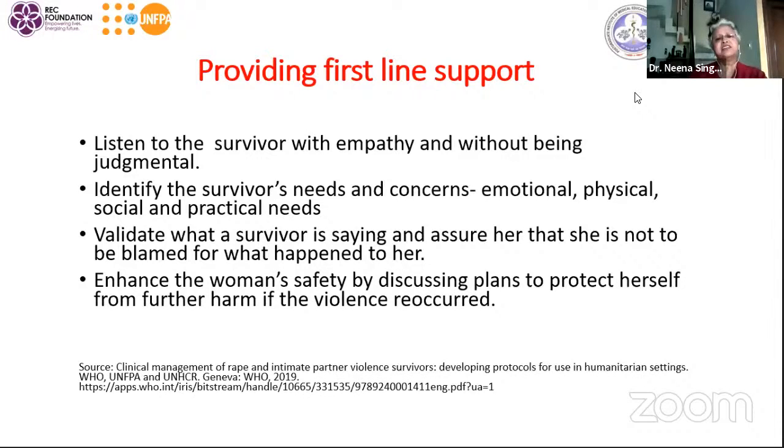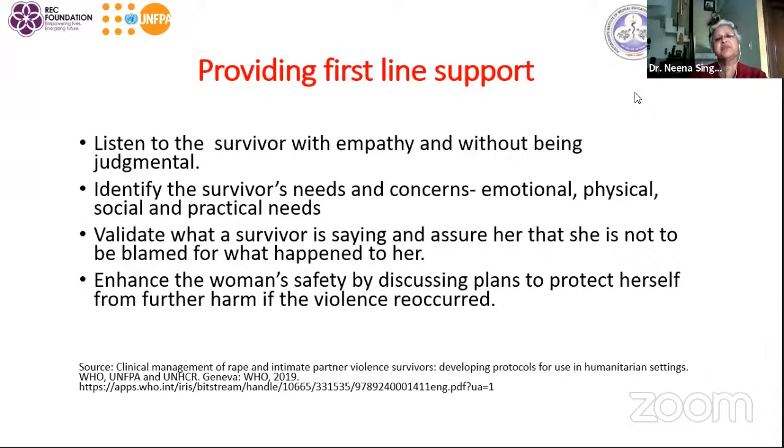So validate what the survivor is saying and assure her that she's not to be blamed for whatever has happened to her. You need to validate whatever she's feeling and tell her that this is normal to feel this way, because it is she who has been violated and it is not her fault. So she is not responsible in any way for what has happened to her. So that is the most important thing to tell a survivor. Otherwise, most of them come with a sense of guilt. So this is what we have to do first of all.